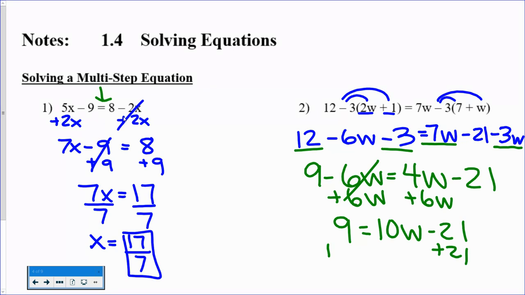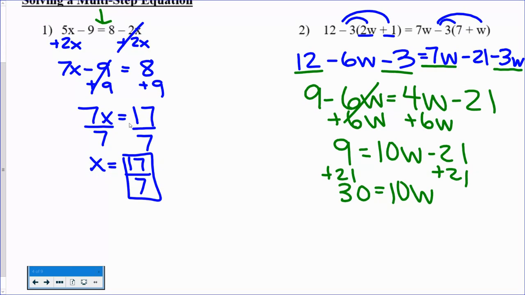Then I will add 21. So I'll get 30 equals 10W. And then go ahead and divide both sides by 10. So W would equal 3. Okay, when you go to type things in, you don't have to write W equals 3 like you typically would when you're showing me your work. You would just type in the number 3 into our Math Excel program.